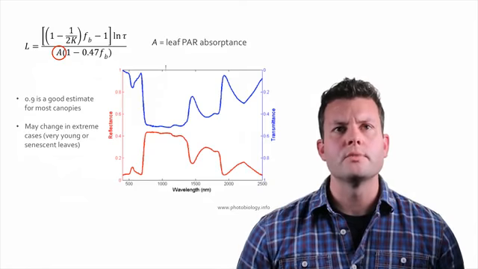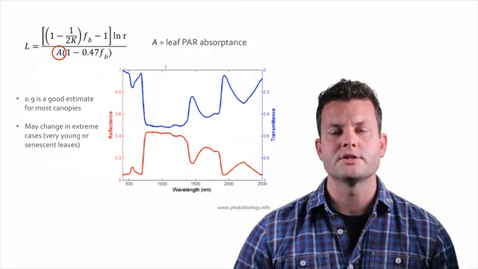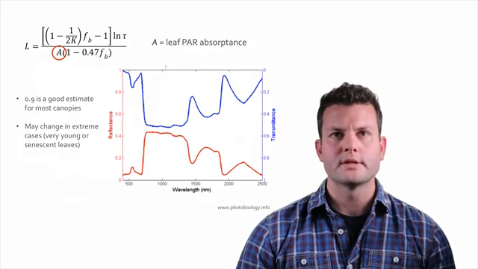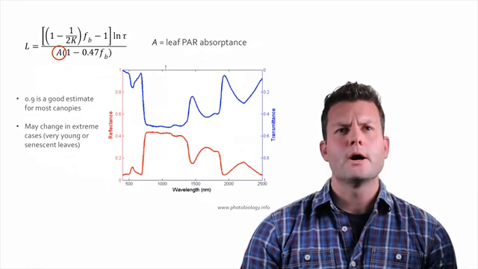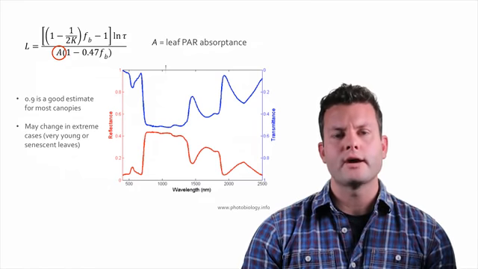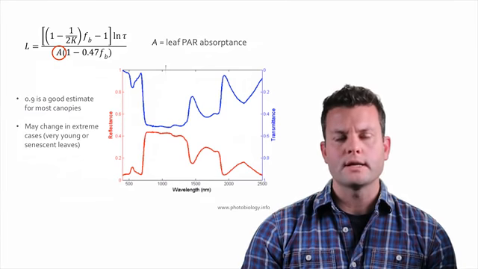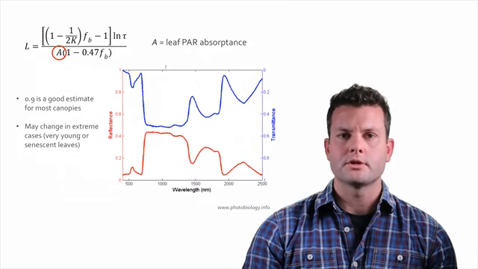Okay, so the last term in the LP80's leaf area index model is A, which is leaf absorptance in the PAR, or photosynthetically active region of the electromagnetic spectrum. In the LP80, A is fixed to a value of 0.9, and 0.9 is a very good estimate of absorptance for the majority of canopies out there. Absorptance doesn't change a lot.